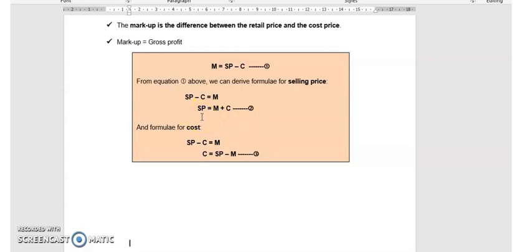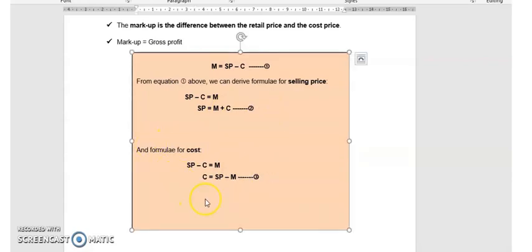Okay, then how to get the formula for cost? So you make cost the subject. Selling price minus cost equals markup. So cost equals selling price minus markup. Okay, or you also can start from another formula. For example, let's say you are confused by the negative sign here. So you can start from this formula.